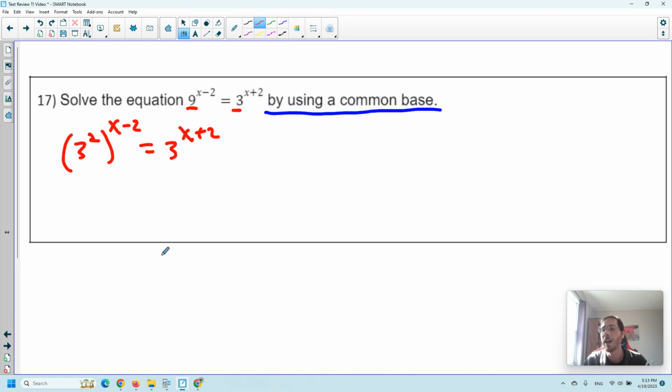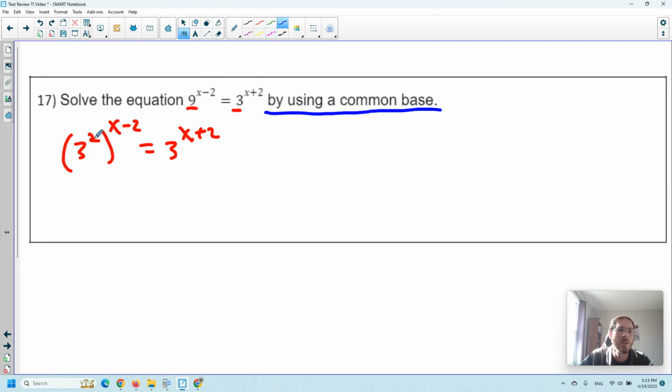At this point, I have a common base, so I can write down the answer from here if I want to solve it in a different method. You do not need to continue the way that I'm going to do it. I'll show you how to do it with the graph in a little bit. But I need to have this down on paper in order to score credit for this question, because it does specifically say to use a common base.